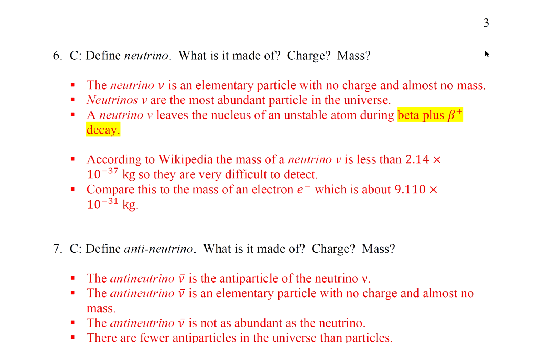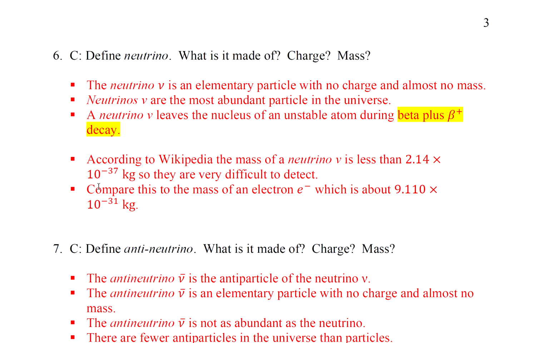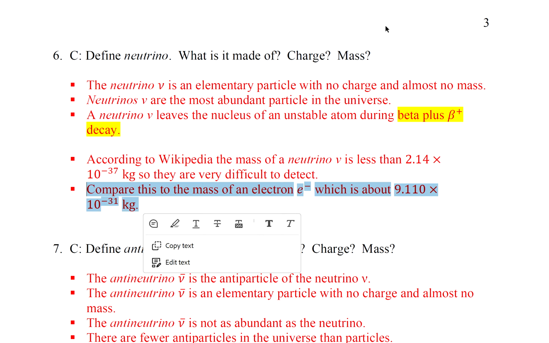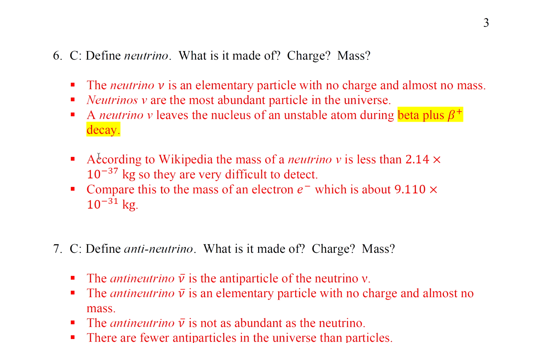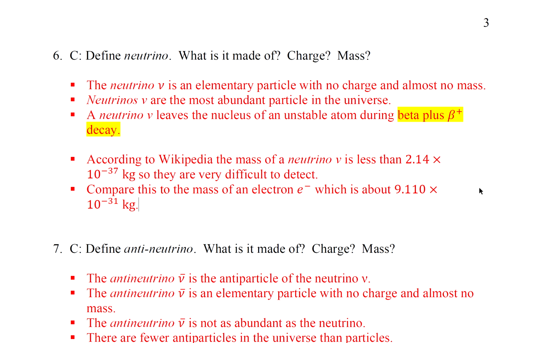According to Wikipedia, the mass of a neutrino is less than 2.14 times 10 to the minus 37 kilograms. So they are very difficult to detect. Compare this to the mass of an electron, which is 10 to the minus 31 kilograms. So a neutrino has about 1 million times less mass than an electron. If you think an electron is light, think about how light a neutrino is.